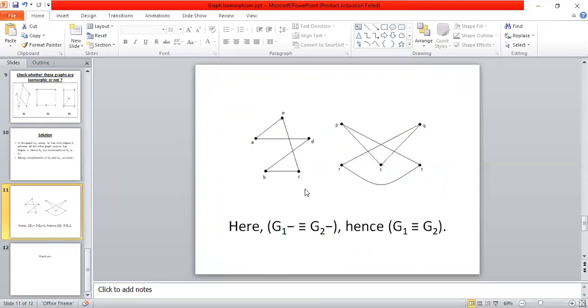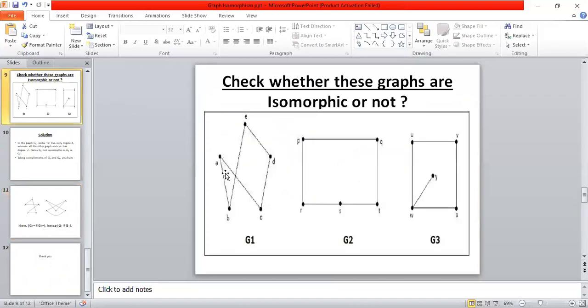If these two complementary graphs of G1 and G2 are isomorphic to each other, then G1 and G2 are isomorphic. So by checking the sufficient condition, let me show how these two graphs are isomorphic to each other. Let me explain how to draw these complementary graphs of G1 and G2. Do you have an edge between these two vertices B and C? No. Do you have an edge between A and D? No. Do you have an edge between B and D? No.